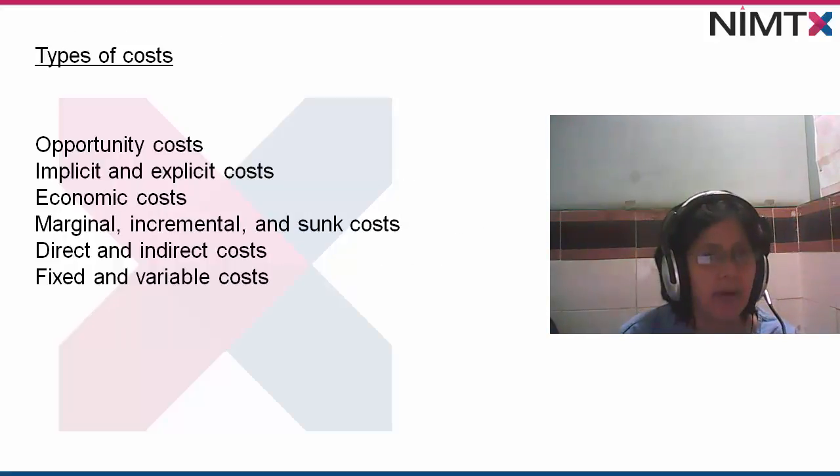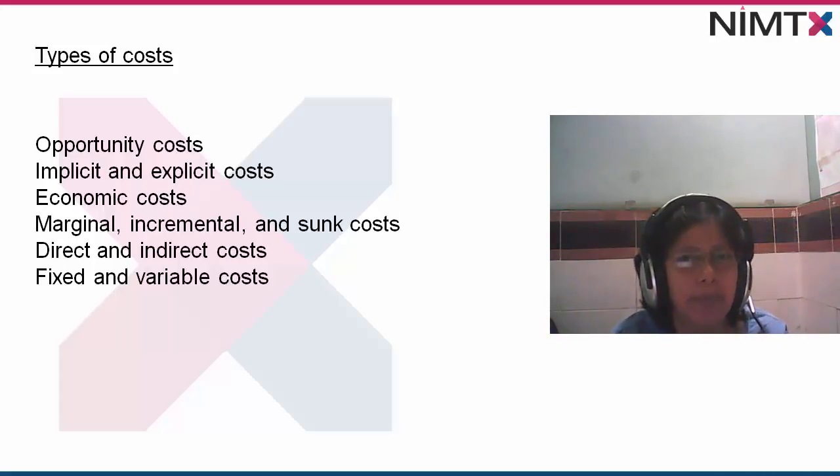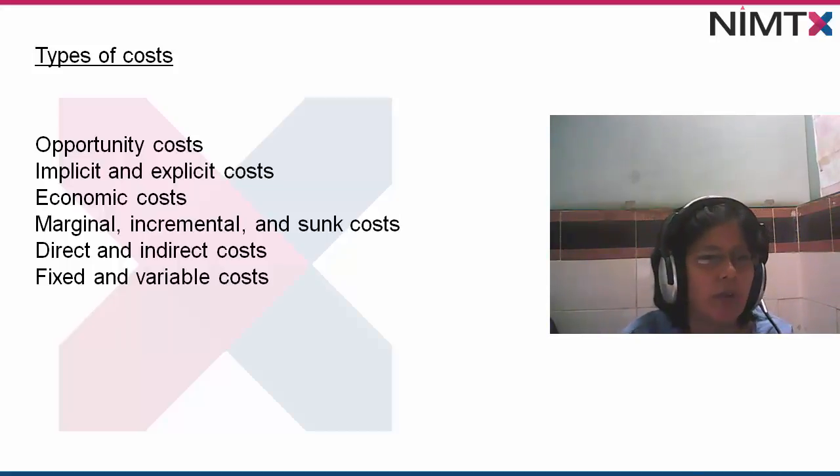Now we have different kinds of cost. These are opportunity cost, implicit and explicit cost, economic cost, marginal, incremental and sunk cost, direct and indirect cost, fixed and variable cost. We will elaborate all the costs one by one. The first one is the opportunity cost.